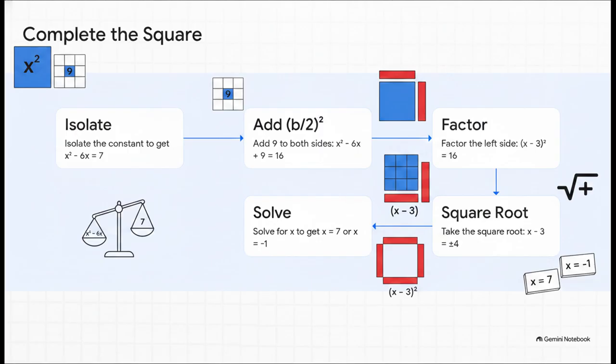Moving to step 3, we factor the left side into a perfect square binomial, which gives us (x minus 3) squared equals 16. In step 4, we take the square root of both sides, resulting in x minus 3 equals plus or minus 4. Finally, step 5, we solve for x by adding 3 to both sides, giving us our two solutions, x equals 7 or x equals negative 1.